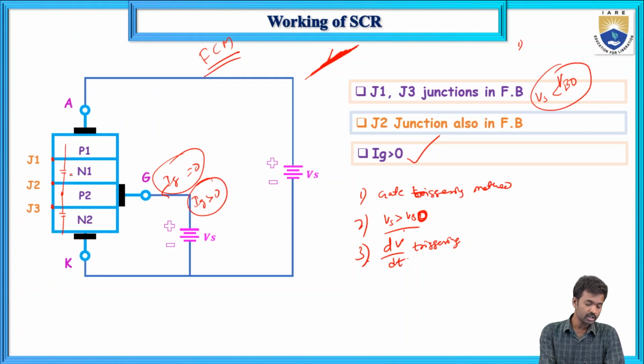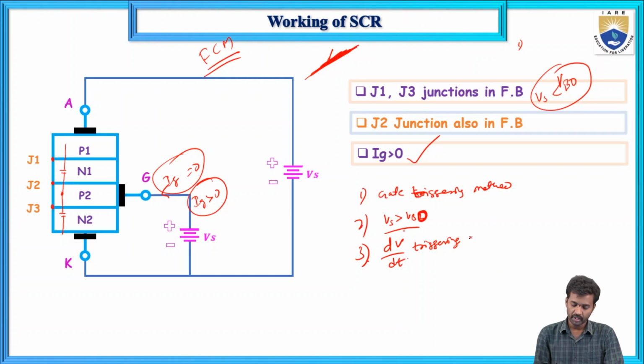Those current spikes are added to the leakage current. If it is in forward bias, the J2 junction can change from reverse bias to forward bias and it will turn on. It is unwanted triggering. Because of these changing voltages, this is the false triggering method, dv by dt.